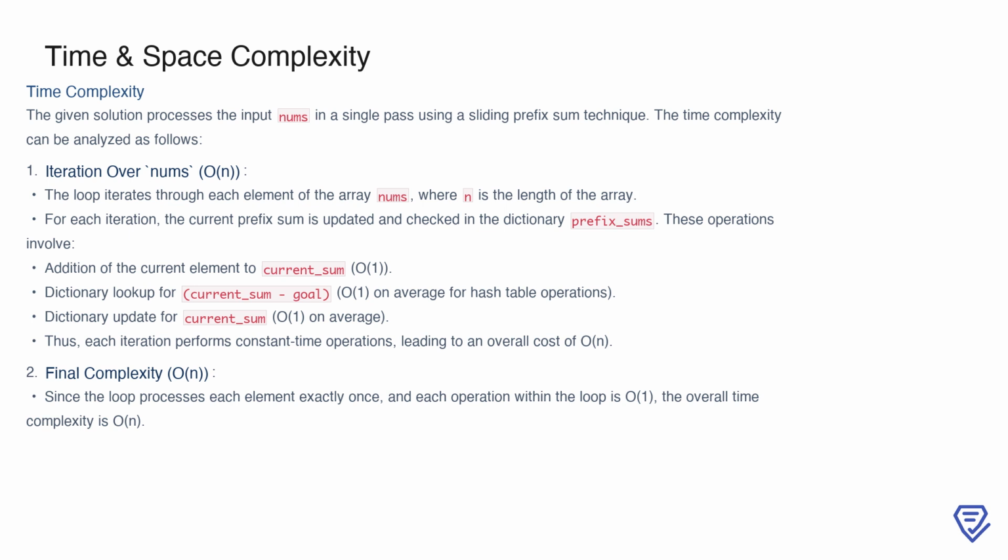This means that the loop iterates through each element of the array exactly once, where n is the size of the array. For every iteration, we perform a constant time addition to update the current_sum and look up the dictionary prefix_sums to check for current_sum - goal. Additionally, we update the dictionary to keep track of the frequency of prefix sums, which are all O(1) operations on average. When we combine these operations, the total cost per element remains constant, and since the loop processes all n elements, the overall time complexity is O(n). This makes the solution highly efficient in terms of time usage.